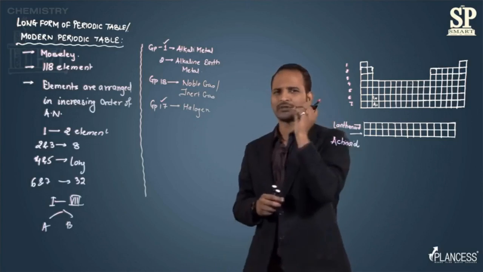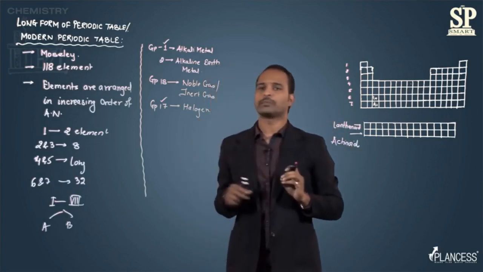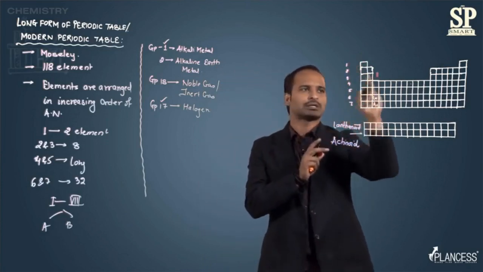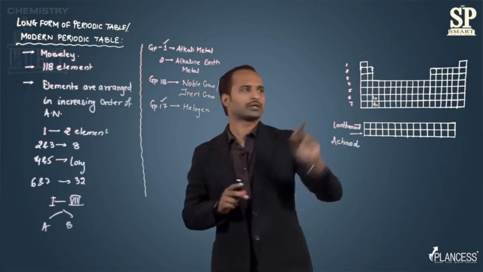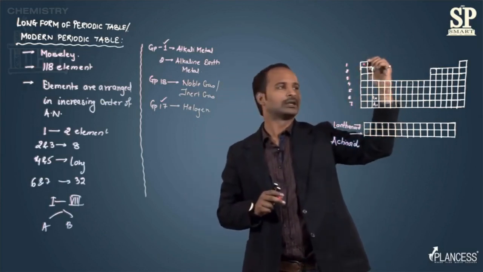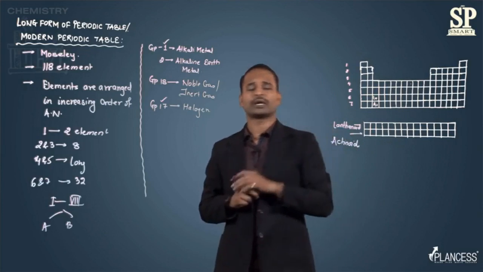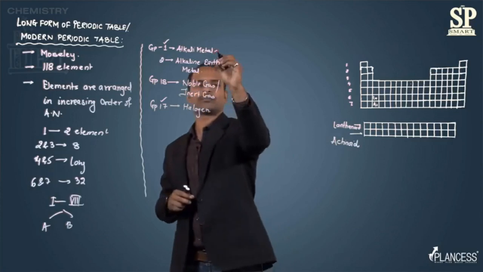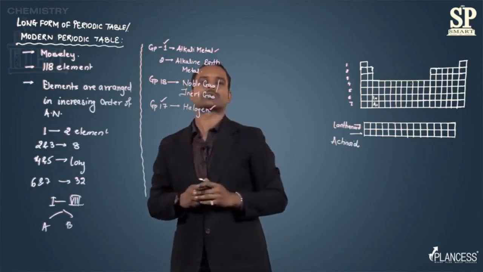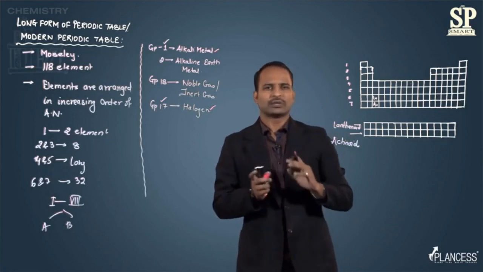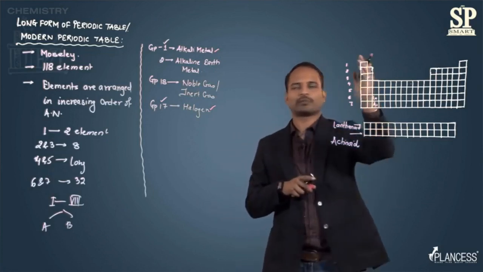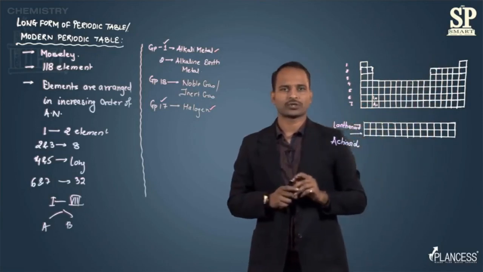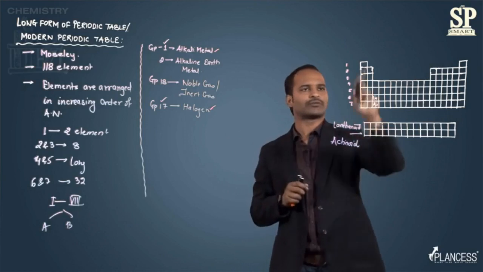This is one of the limitations of the modern periodic table, that there is no fixed position for hydrogen. Hydrogen is currently kept with the alkali metals, group number 1. But the problem is that hydrogen shows the properties of group 1 metals as well as the properties of the halogens. Whether hydrogen should be kept with group number 1 or group number 17 is always a question mark. But on the basis of its electronic configuration, it is kept here.